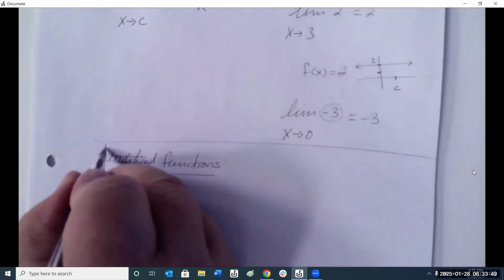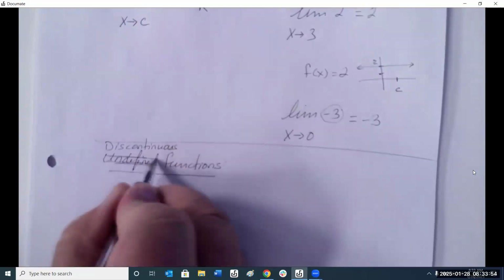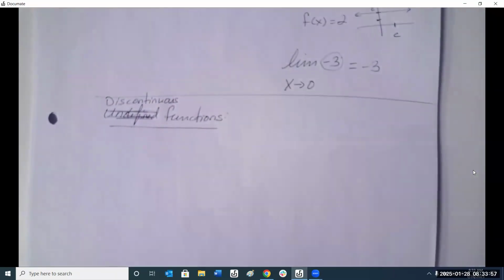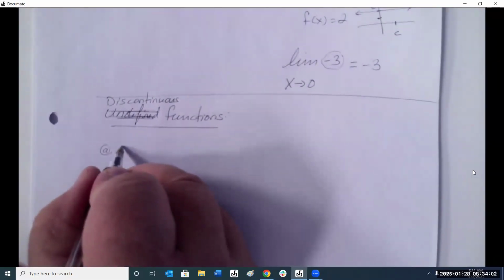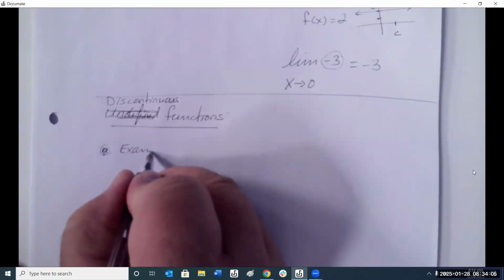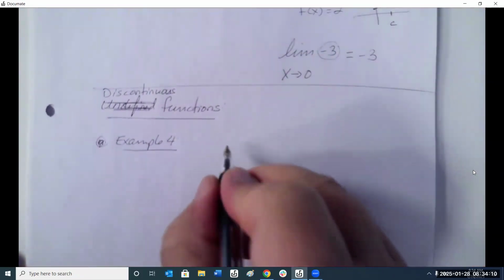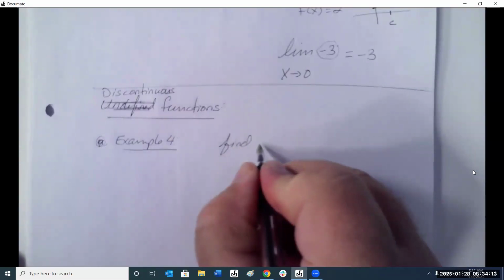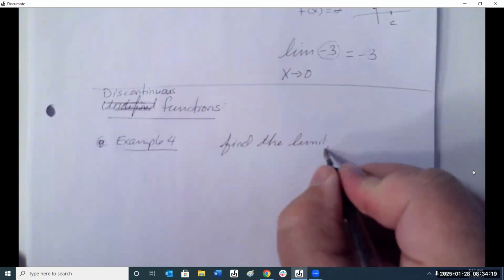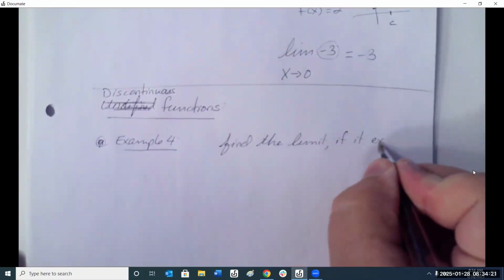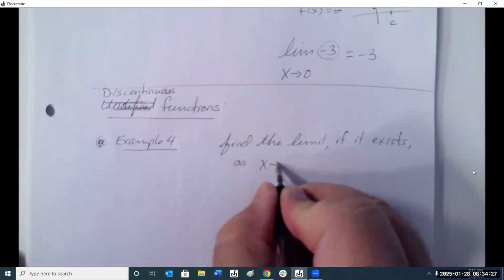And it's undefined. Is discontinuous. I don't say even find this yet. Discontinuous functions. This is example 4. Find the limit if it exists as x approaches 0.